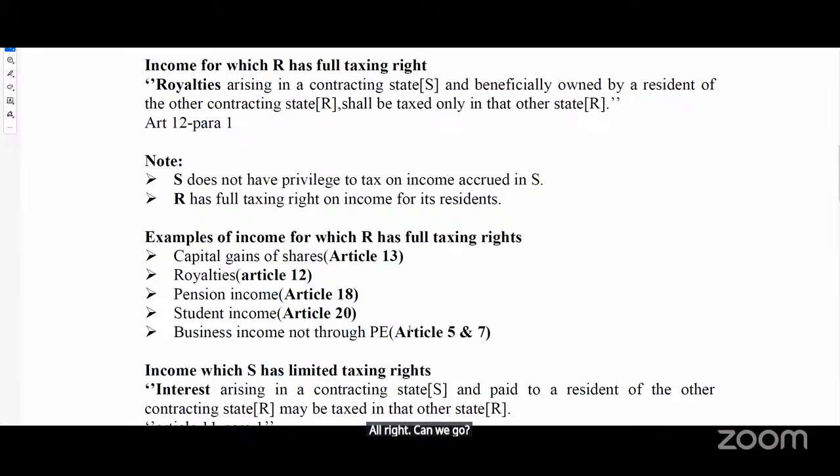Nice. Now let's look at income for which the resident state has full taxing rights. Let's take an example. The first one I'll talk about is royalties. Royalties arising in Ghana and beneficially owned by a resident of the UK shall be taxed only in the UK. Or let me turn it the other way: royalties arising in the UK and beneficially owned by a resident of Ghana shall be taxed only in Ghana.